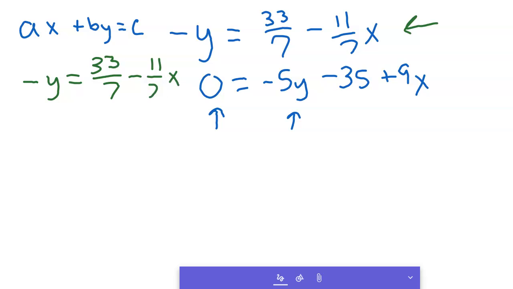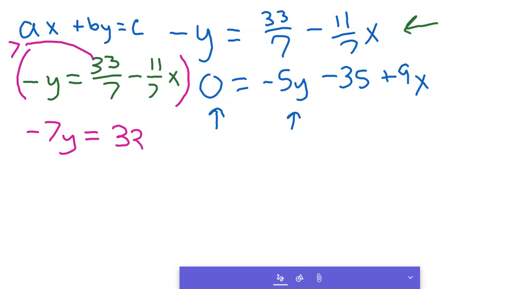The first thing I like to do is get rid of my fractions. They're painful to deal with anyway, so if we can get rid of them, why not? So I'm going to multiply the whole equation by 7, because that's my common denominator. This would be negative 7y equals, well, 7 times 33 divided by 7 gives you 33. If you're unsure of that, get a calculator, take 7 times 33, then divide by 7. You will end up with 33. Same when you take 7 times negative 11 sevenths: you end up with negative 11x.